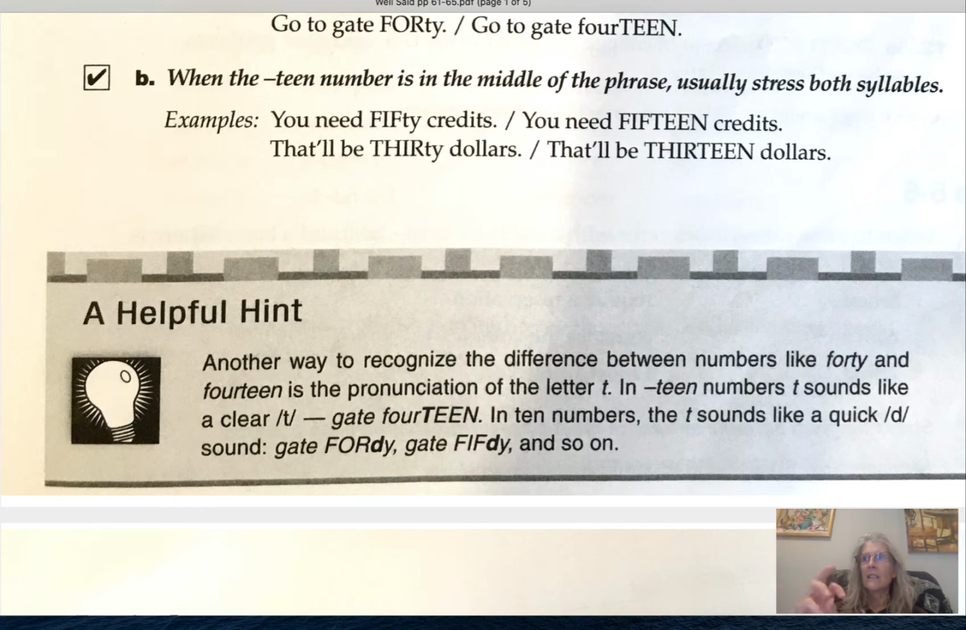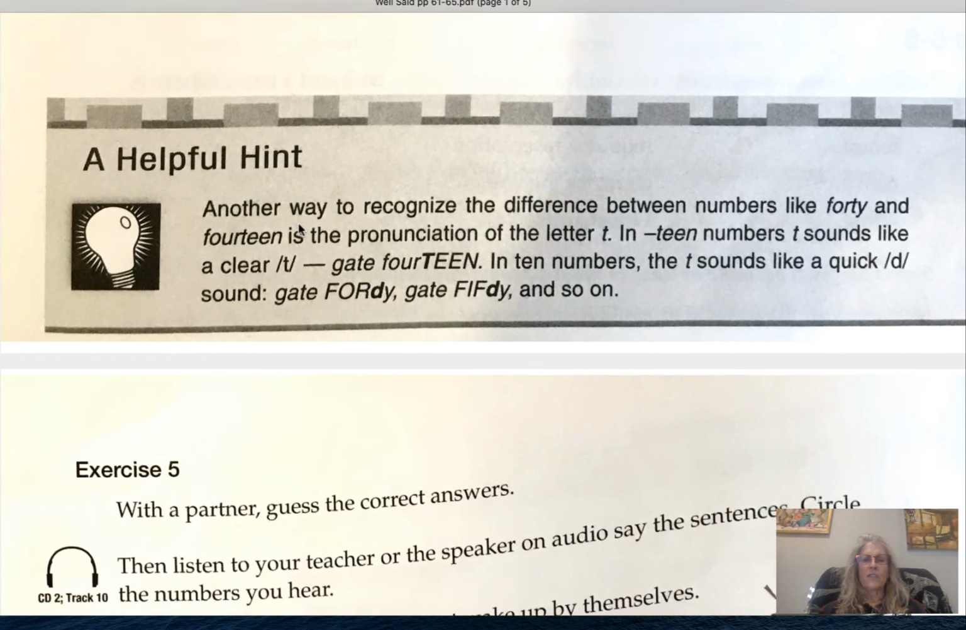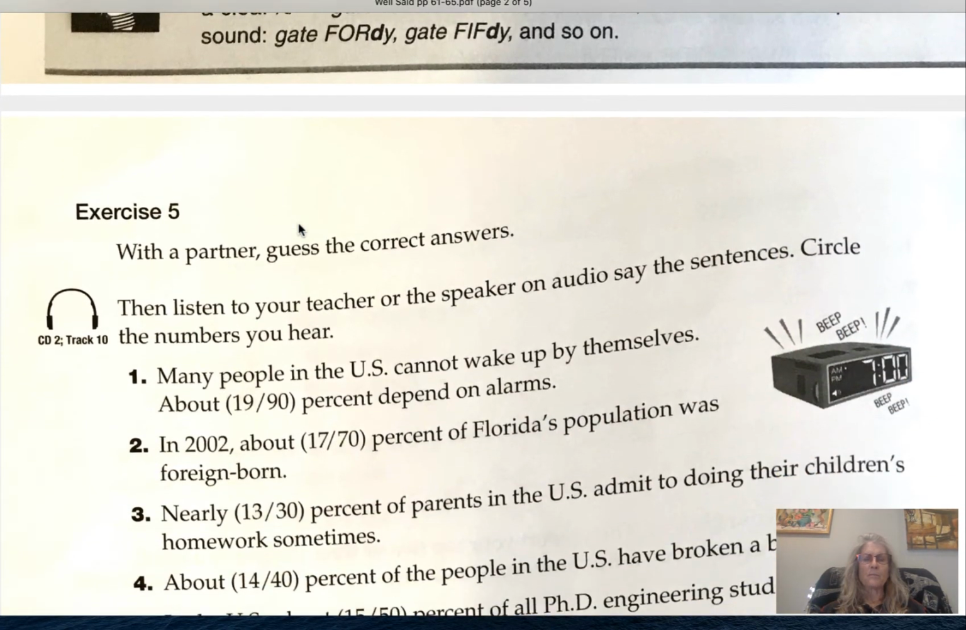So it's D, D. Okay, so in teen numbers, the T sounds like a clear T for teen, but in the 10 number, the T sounds like a quick D. Okay, 40, 50, and so on. And part of that is through that E sound at the end, 40, 50, 60, 70, because that's a vowel sound. So it just makes it easier for us to have a D because that's also a voiced sound. Okay. So you got that, and let's keep going because we do have several rules that we're going to have.